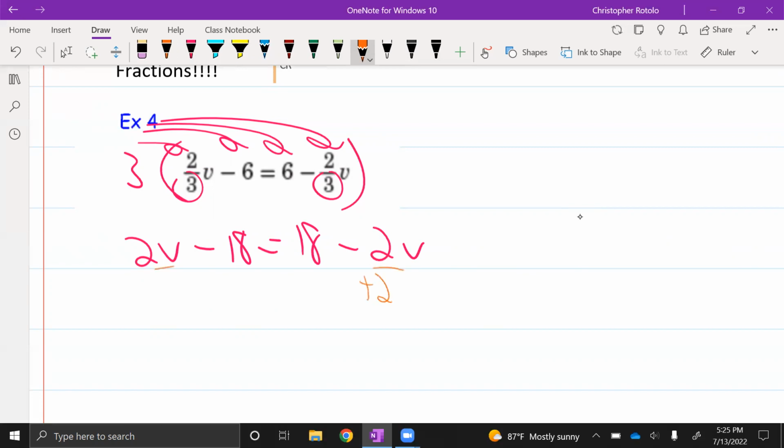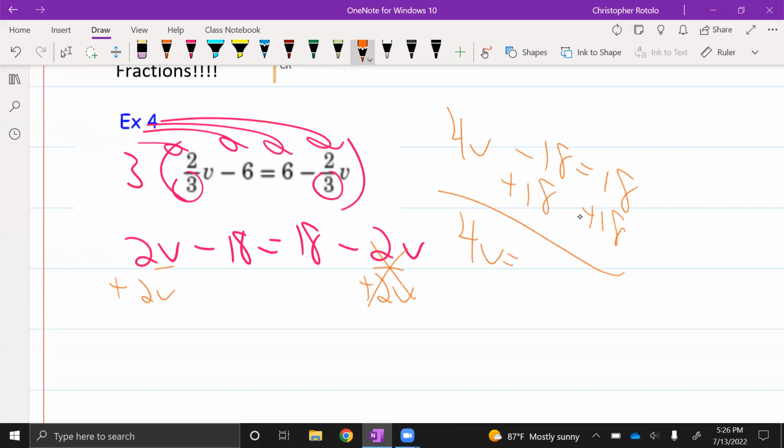2v and negative 2v, I'm going to add 2v. So I have 4v minus 18 equals 18. I'm going to have to add this 18 over. Why did I do that? Because I want to get the variable by itself. Okay, I'm going to add 18 and 18 to get 36. I'm going to divide it by 4. Okay, so v turns out to be, well, half of 36 is 18, half of that is 9. So v turns out to be 9. Okay, so that's our first one with fractions.